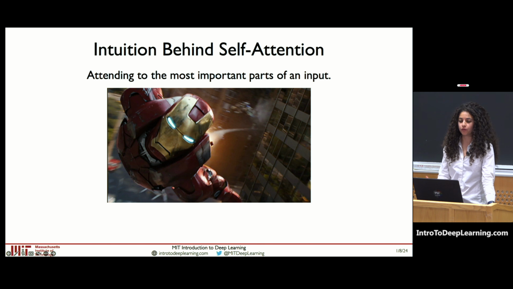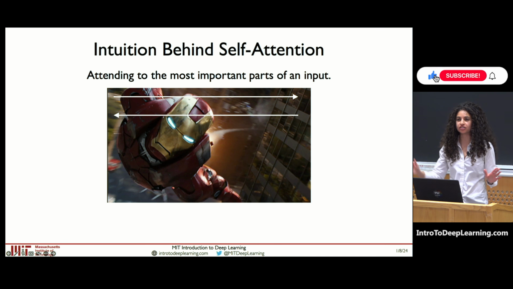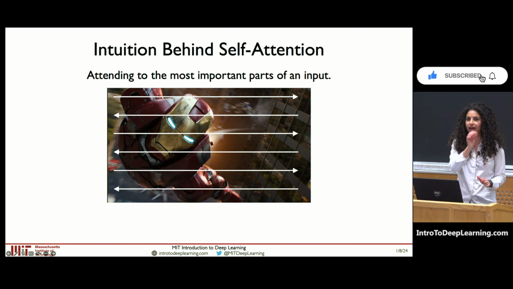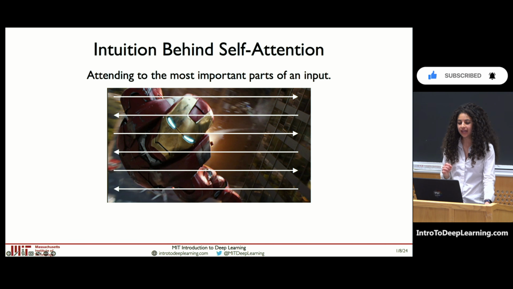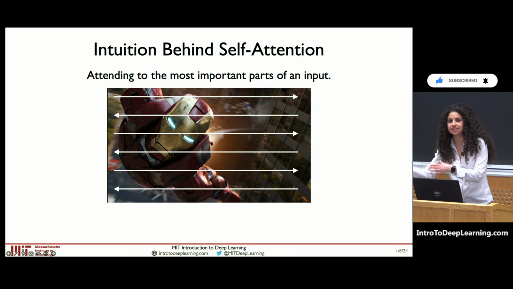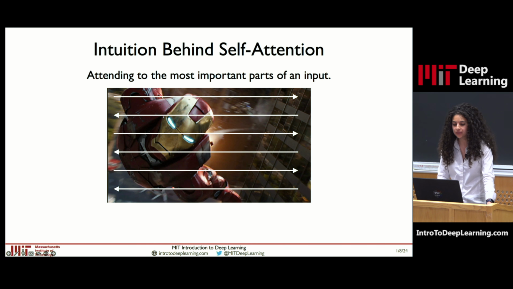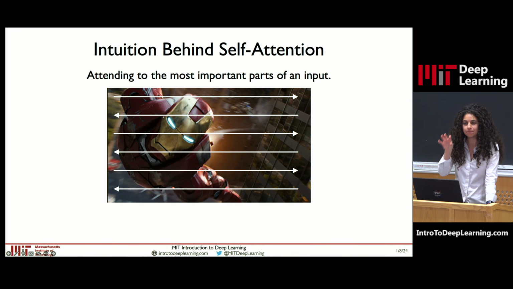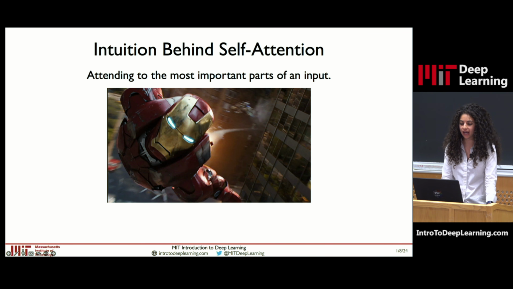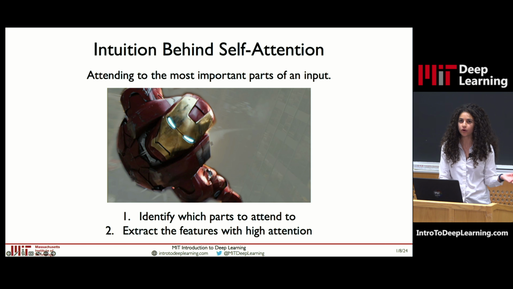A super naive approach would be to just scan pixel to pixel and look at each one, and then say, okay, this is important, this is not, and so on. But our brains are immediately able to look at this and pick out, yes, Iron Man is important. We can focus in and attend to that. That's the intuition.